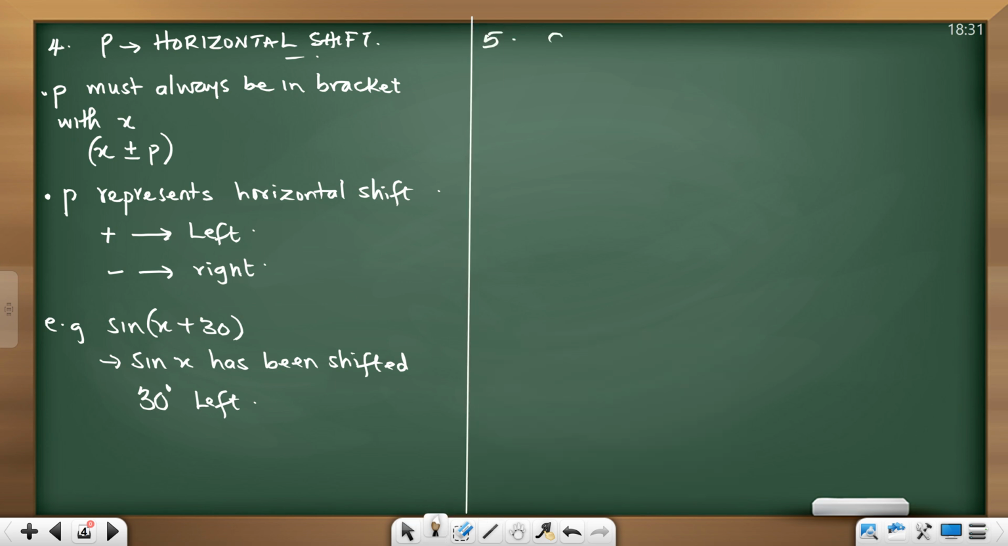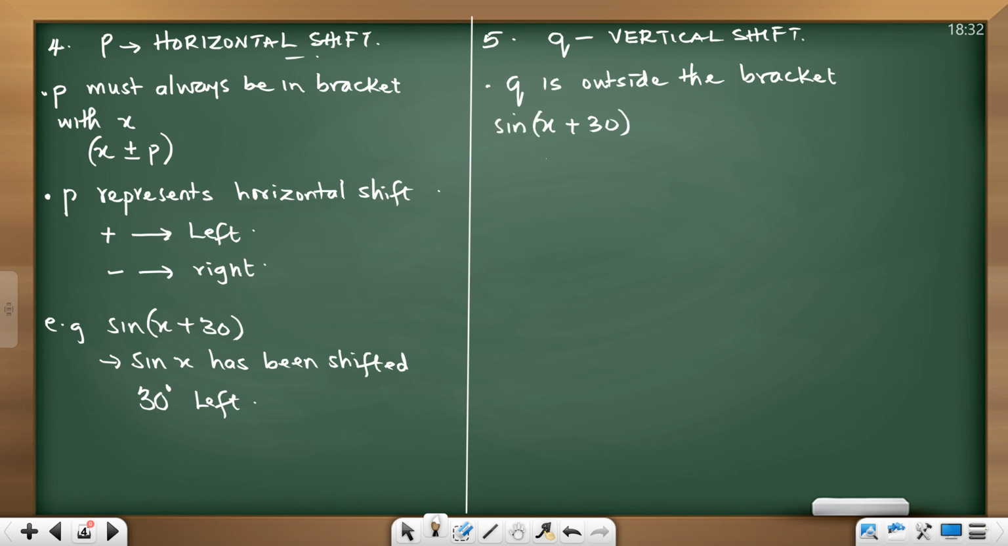Number 5, Q. What is this? Vertical shift. Q is outside the bracket. Okay, so we have something like sine x plus 30. Let's put a sign here. Plus Q. It must always be out.